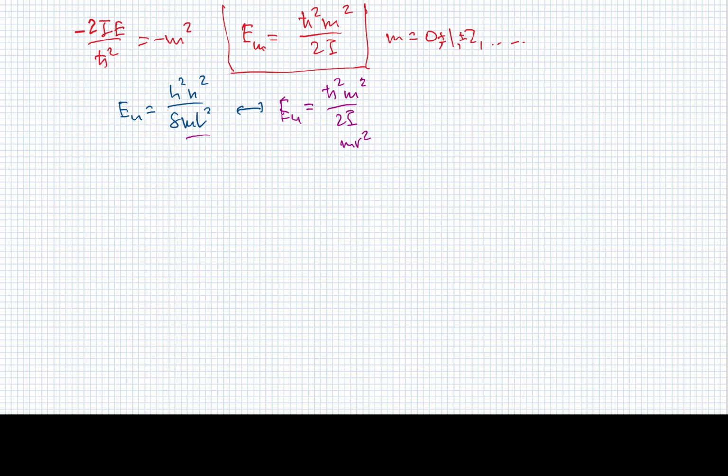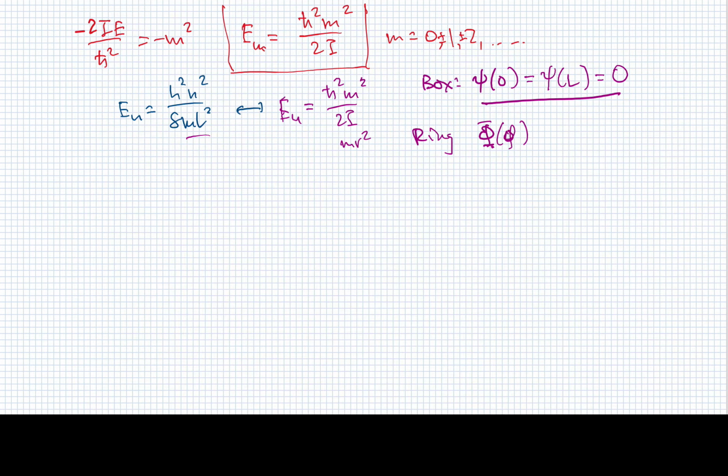What's the difference between these two? Well, the difference really is that for the particle in a box, we had boundary conditions that said that the wave function at 0 and the wave function at x equal L were both equal to 0. So that was a very fixed boundary condition. For the ring, however, they're not both equal to 0. They're actually equal to one another. So I should say the wave function at angle phi is equal to the same wave function at angle phi plus 2 pi.